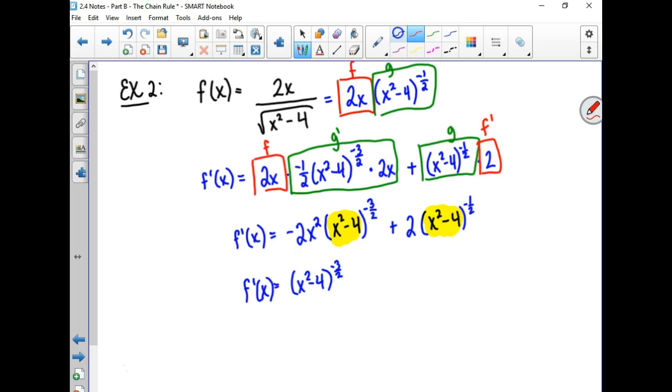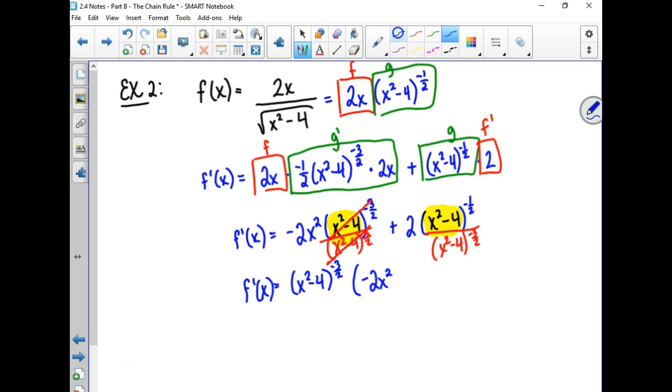So when we factor that out, we're dividing both of these by x squared minus 4 to the negative 3/2. All right. So right here, they cancel because they're the same top and bottom. So we have negative 2x squared.